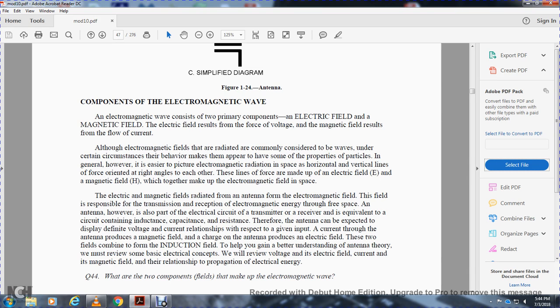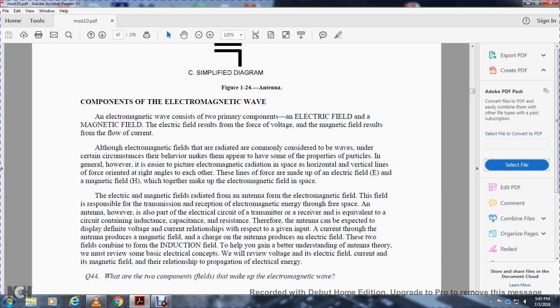However, electromagnetic radiation in space is described with horizontal and vertical lines of force oriented at right angles to each other. The lines of force are made up of the electric field and a magnetic field, which together make up the electromagnetic field in space. The electromagnetic field radiates from the antenna. The field is responsible for the transmission and reception of electromagnetic energy through free space from the antenna.